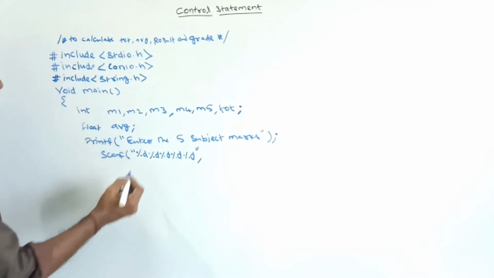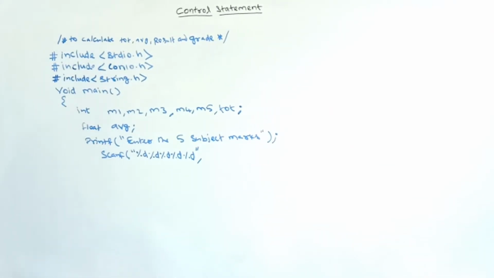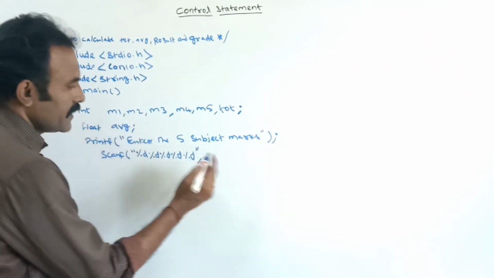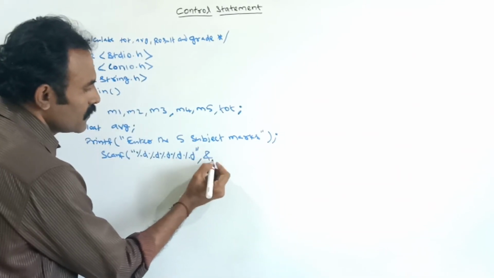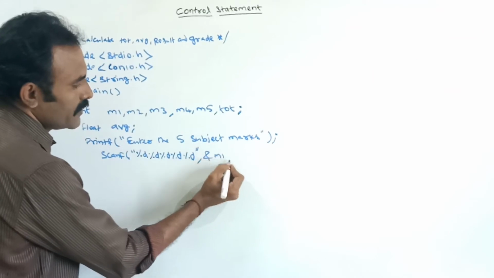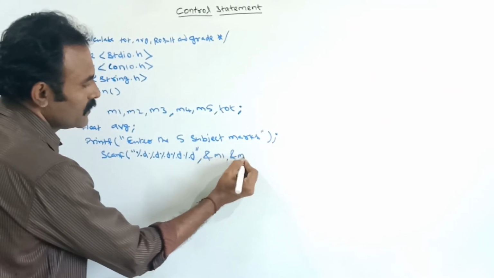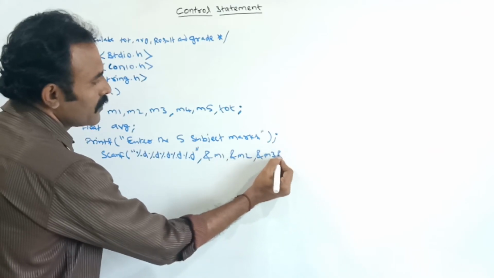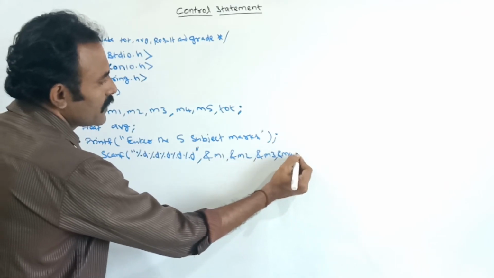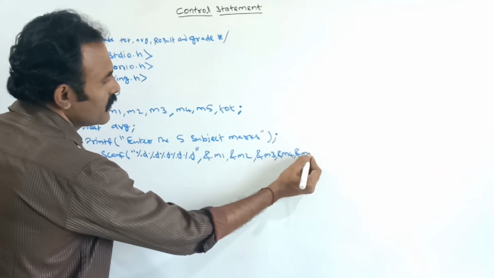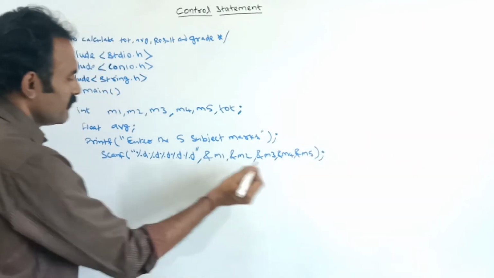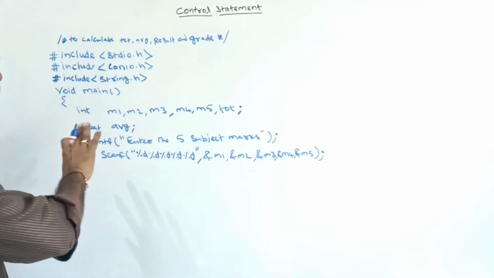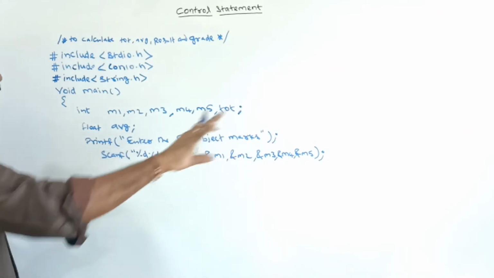I have declared the format specifier as %d because it is integer. Next, here I need to refer to the variable names. Here the variable name is &M1, and the second one ampersand of M2, ampersand of M3, ampersand of M4, ampersand of M5. Totally here I am getting the 5 subject marks. Up to this we have declared the variables for marks and given the input to the marks.